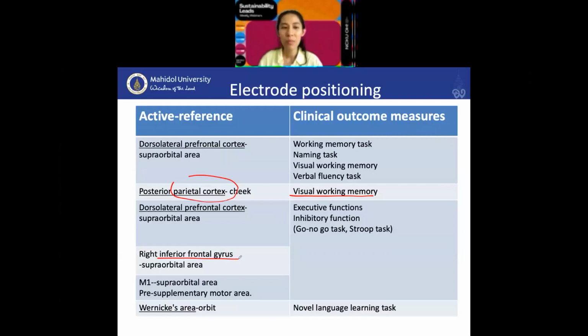It's not quite far, you know, it's the frontal lobe. And someone also applies it over the premotor cortex to improve executive function too. Very interesting. And also for language learning tasks, there is also a study that applied it over the language area. So basically, it depends on what your target of interest is. That's it. And then you apply tDCS over there.